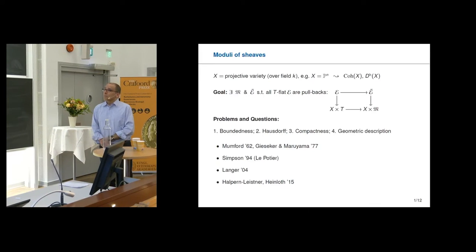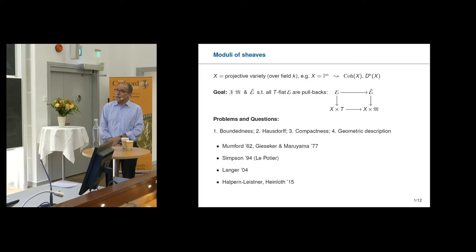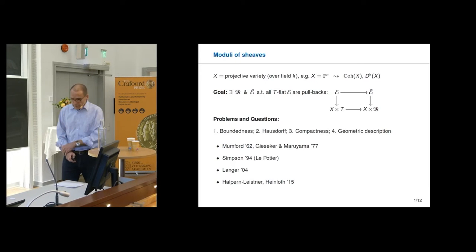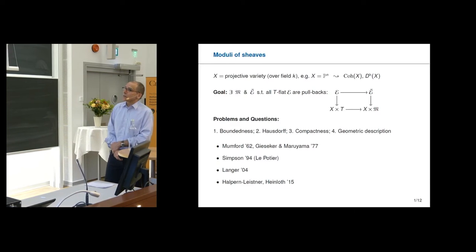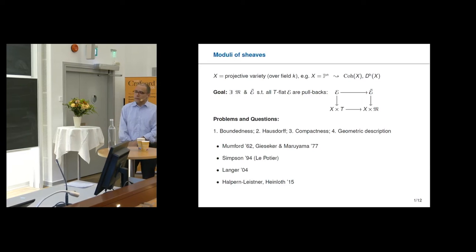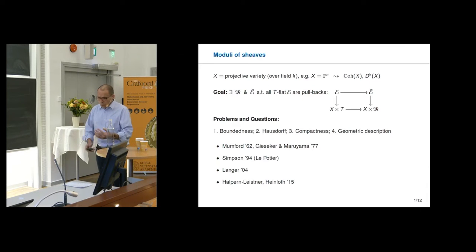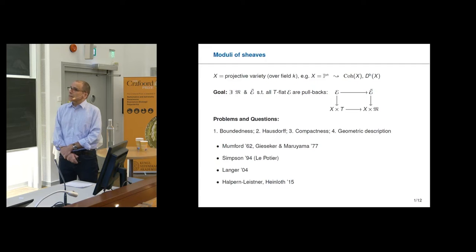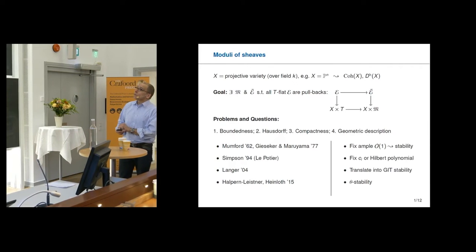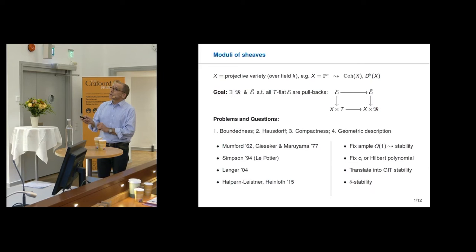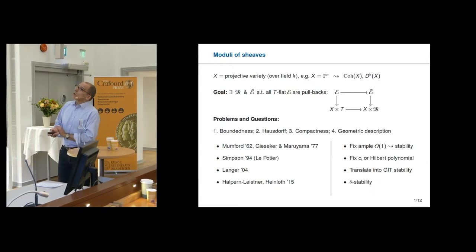I learned the theory from the expositions of Le Potier. Adrian Langer, 10 years later, then settled the case of positive characteristic by proving boundedness of semi-stable sheaves. And more recently, only a couple of years ago, a new approach was suggested by Halpern-Leistner and Heinloth using theta stability. So for all of you who've seen this before, you know there are certain things that go into it. You have to define what stable means with respect to some ample line bundle. You have to fix Chern classes and Hilbert polynomials. But let me not go into this.